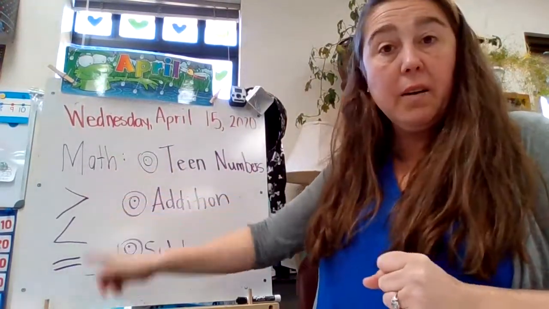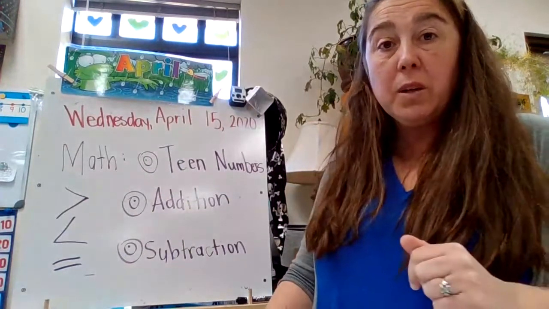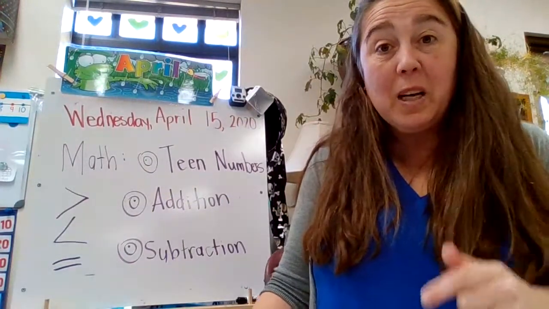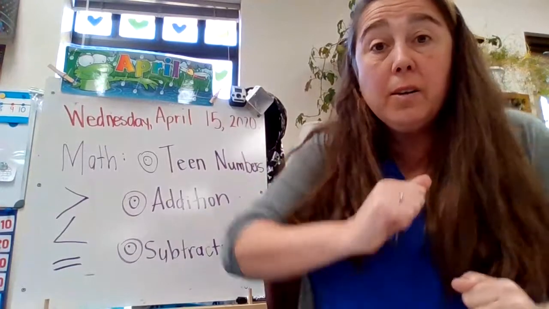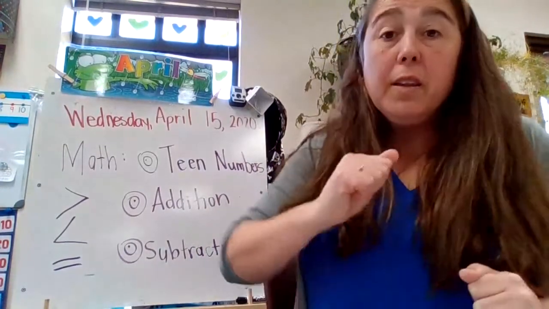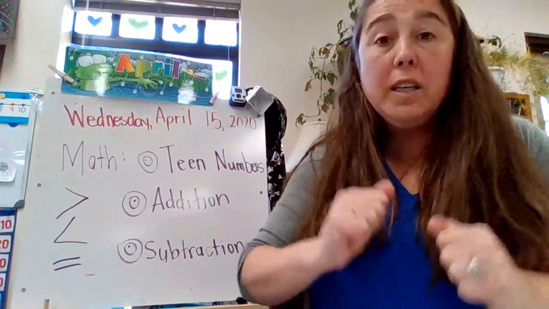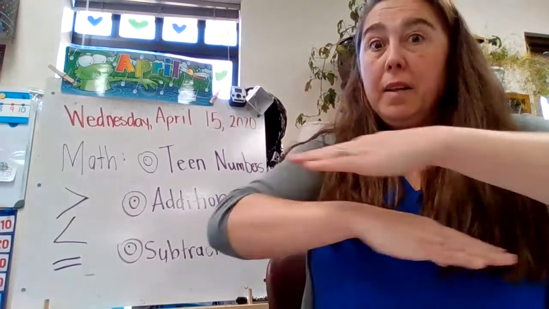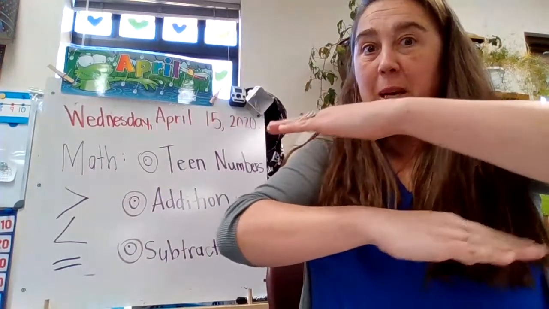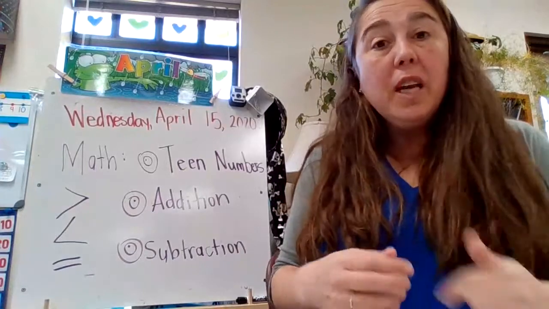Greater than, less than, or equal to. We haven't heard those terms in a while, but do you remember our song? Number gators love to eat what's greater. They turn their backs on what is less. Remember that? And then if they're not sure, there's an equal sign because they're equal. That's right. So today we're going to play a little game.